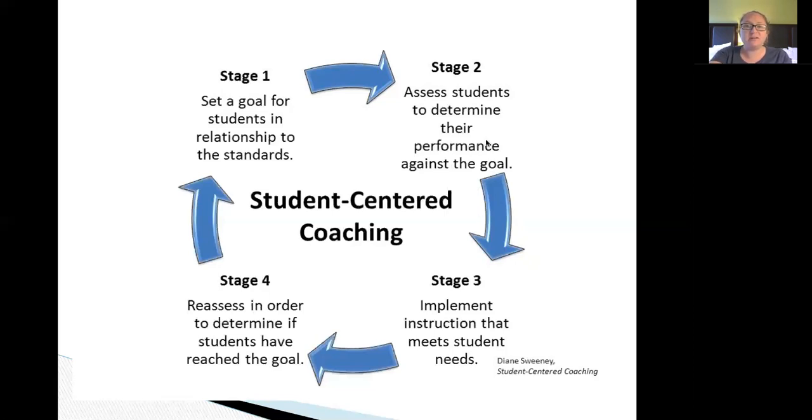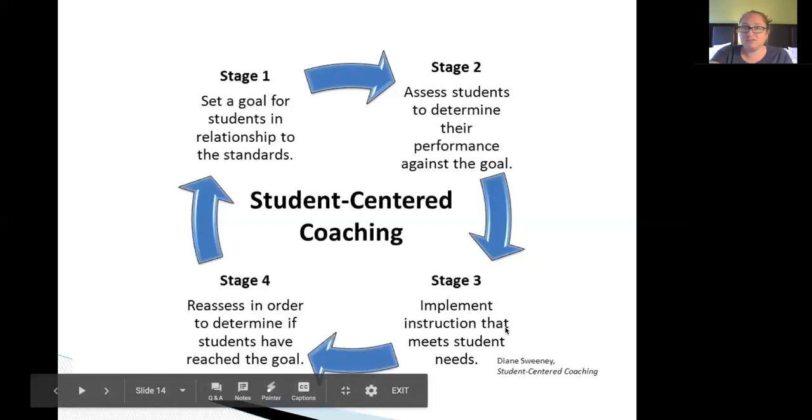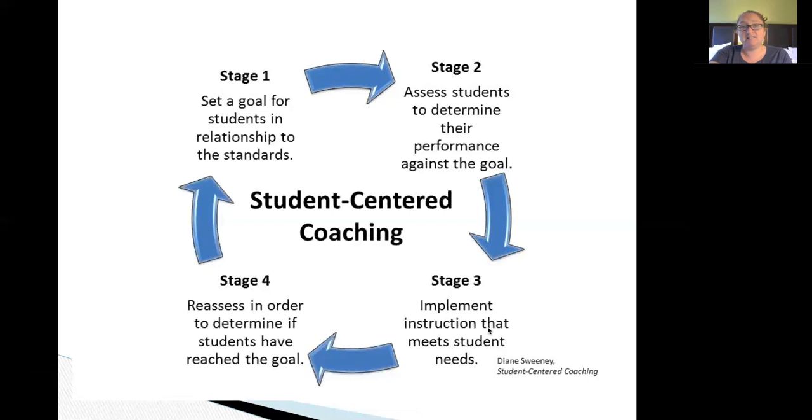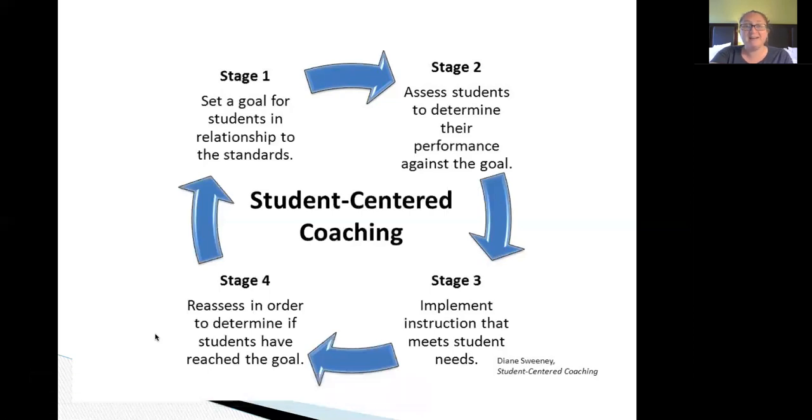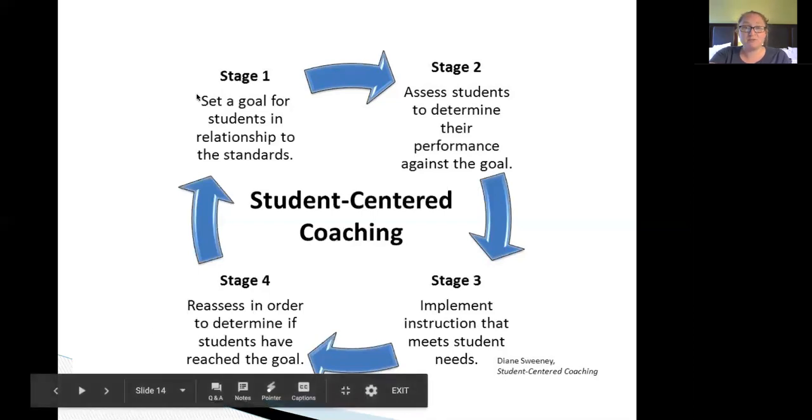Stage three, that would involve the teacher, or you if you're modeling, implementing instruction that meets students' needs. So whatever the needs were that came out of this assessment, then you're going to teach, right? Just like the instruction assessment cycle, you've got to teach them to meet those needs. And then when that teaching is done, you have to reassess, just like we would in our regular teaching, right? Did students meet that goal? Yes? Awesome. No? What else can we do? And then go back to stage one to set a goal again.